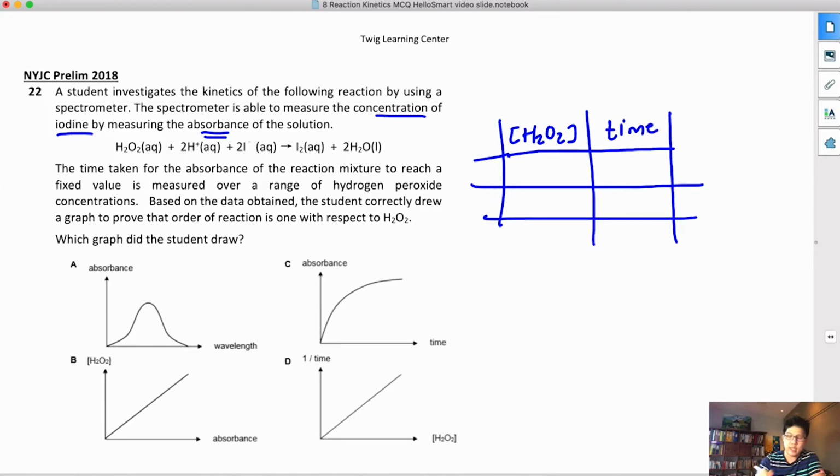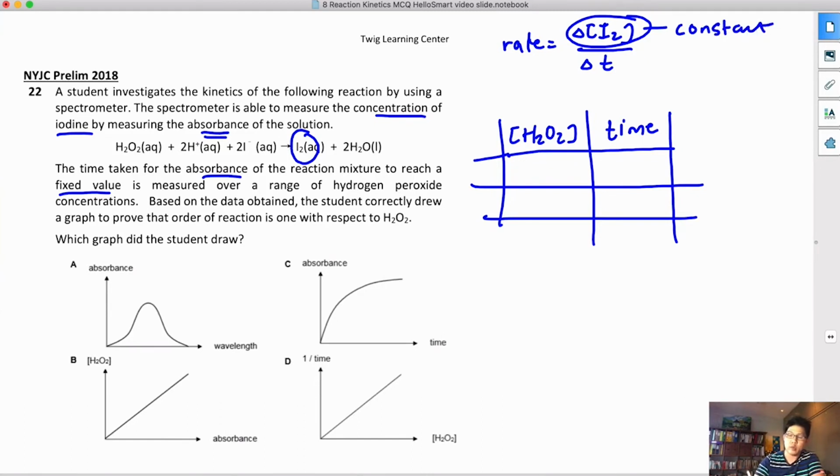This time is the time taken for the absorbance of the mixture to reach a fixed value, and this is important. What it really means is you are finding the time taken for a fixed amount of iodine to be formed. The rate is supposed to be the change in concentration of iodine, which is a product, over the change in time. Since you're measuring the time taken for a fixed amount of iodine to be formed, I take the numerator here to be a constant.